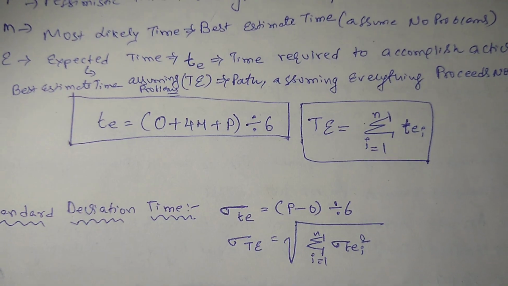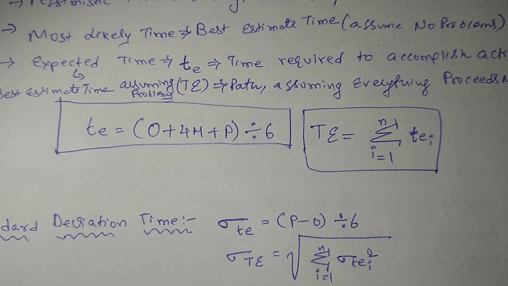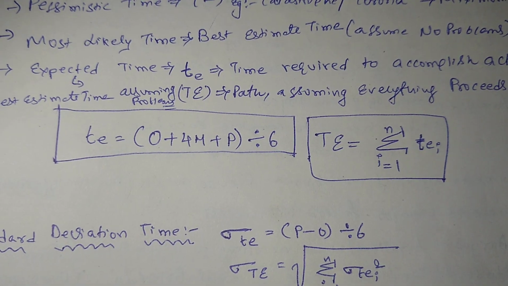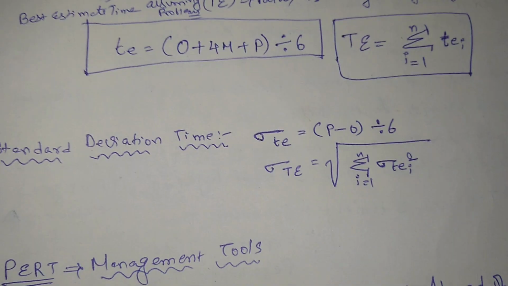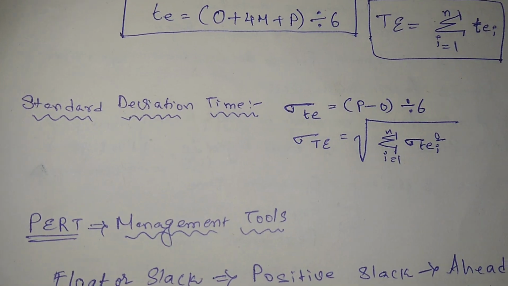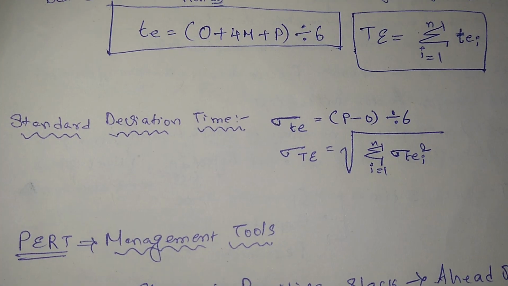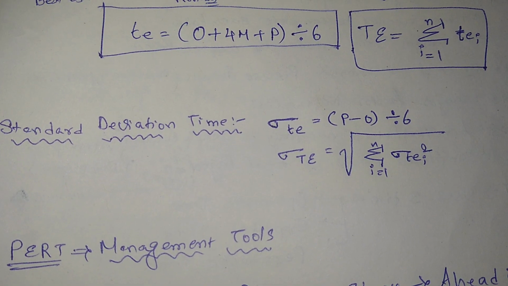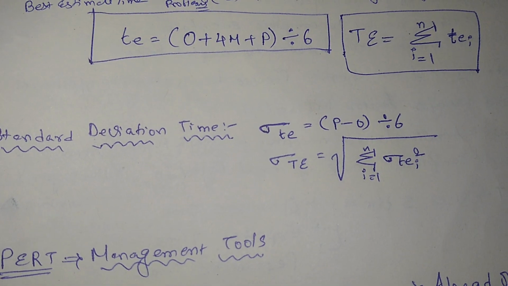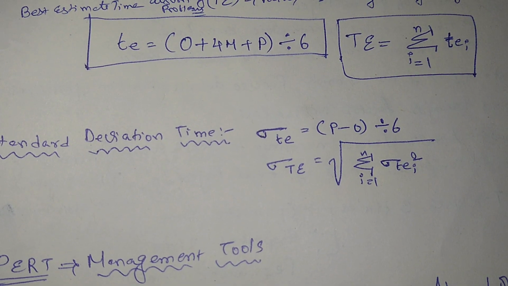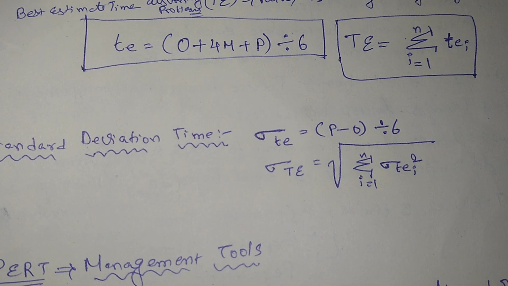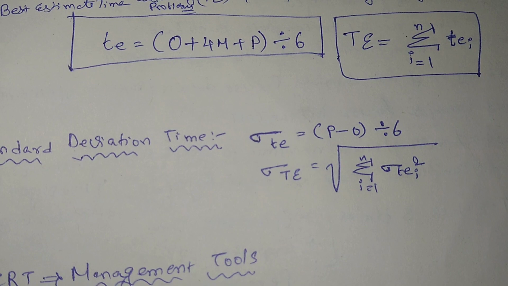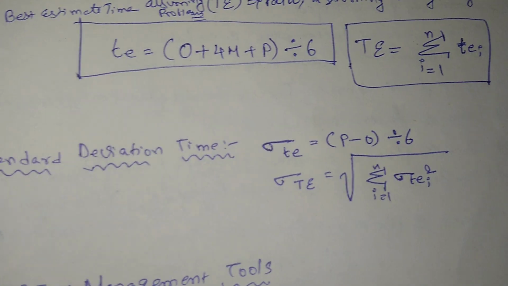And again it can be shown as time expected equal to the sum of TEi, with i equal to 1 to n. And there is a standard deviation or variance. It is equal to (P - O) / 6, that is pessimistic time minus optimistic time divided by 6, or sigma TE is equal to the square root of the sum, i equal to 1 to n, of the standard deviation of TEi squared. This is how we can calculate the standard deviation time.